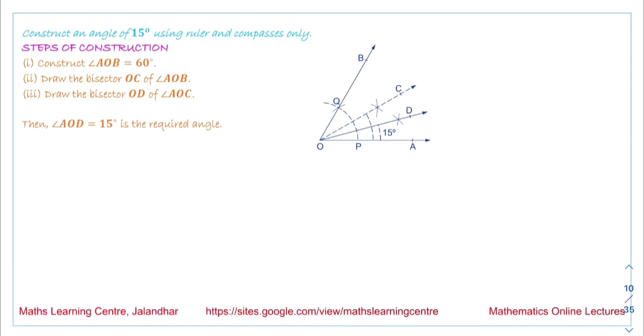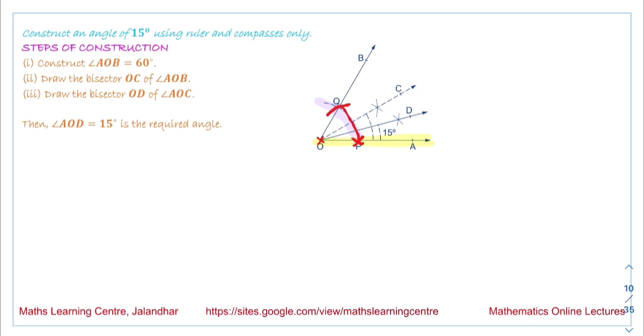Next we have to construct the angle of 15 degree. To construct the angle of 15 degree, we have drawn a line OA over here. First of all, we are drawing the angle of 60 degree. So to draw the angle of 60 degree, we have kept the compass at point O and we have drawn this arc PQ. Then without changing the length of the compass, we will keep the compass at point P and we will draw this arc over here.